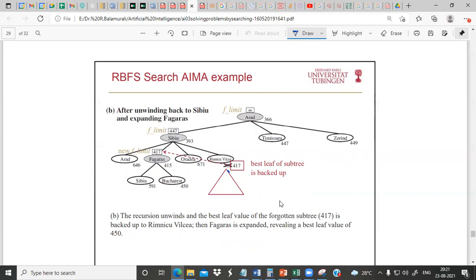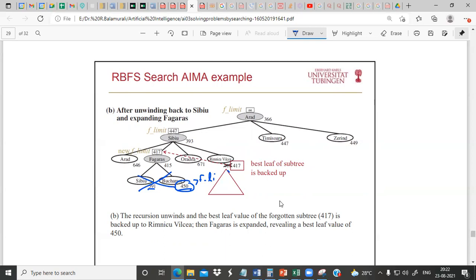When you expand Fagaras, you get Sibiu at the cost of 591, Bucharest at the cost of 450. Out of this, which one is minimum? Bucharest is minimum. Bucharest is the goal state, but we are not checking the goal test now. We check the goal test only during expansion. So again, the minimum cost is 450. Again, we check whether this is greater than the f limit or not. Yes, it is greater than the f limit. Whenever you identify the least cost path which is greater than the f limit, then we will shrink that. So again, this entire thing should be shrunk.